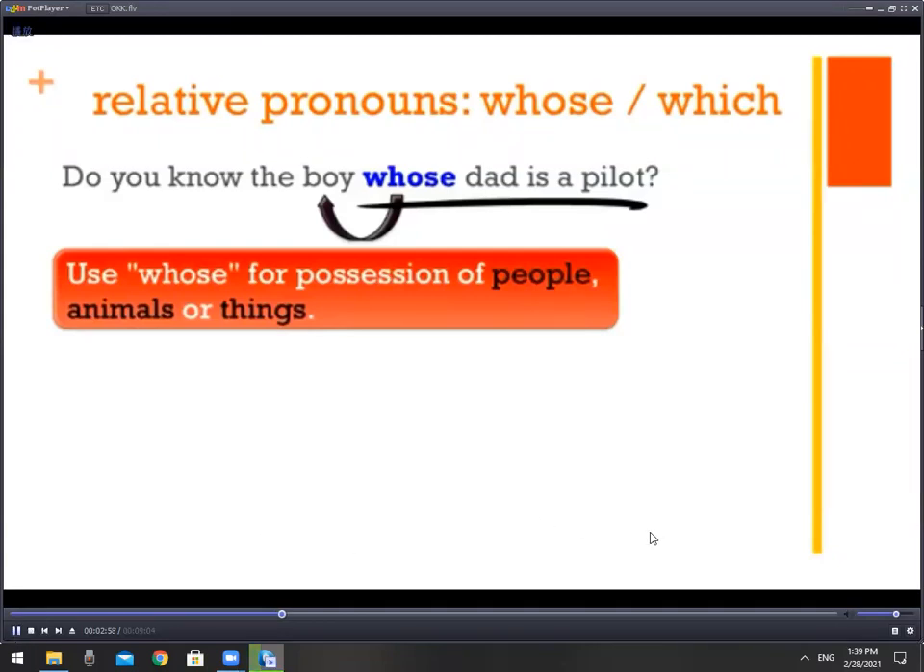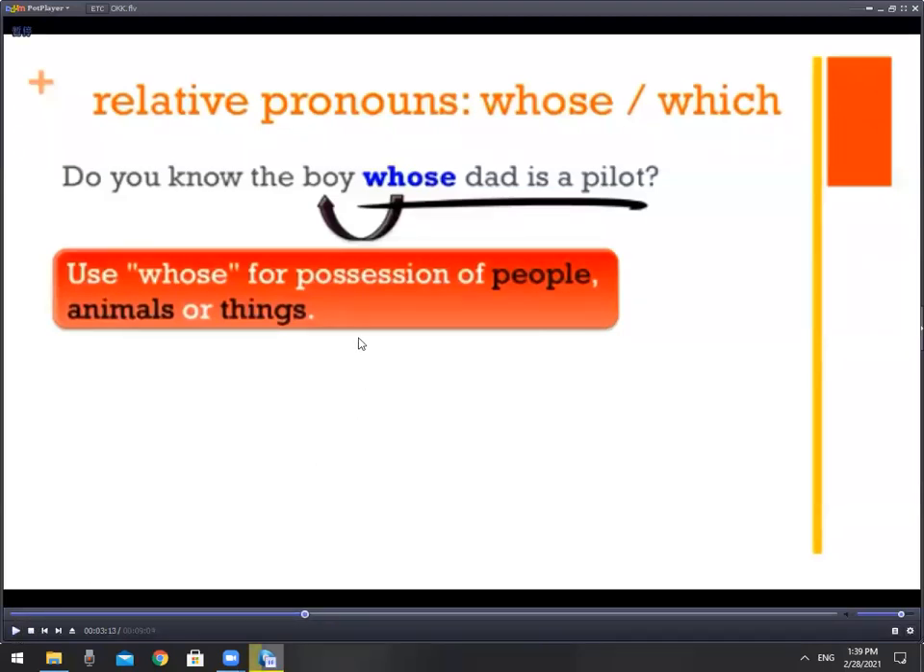People, animals, or things. Whose dad is a pilot? The boy's dad is a pilot. So, do you know the boy whose dad is a pilot? Possession of people. In this case, the boy can also be animals or things.